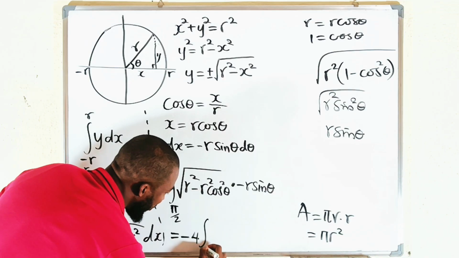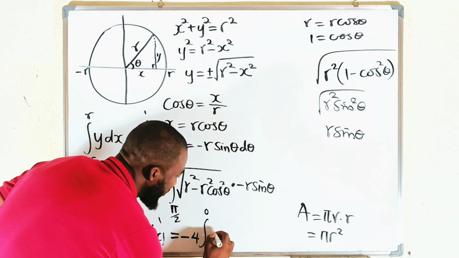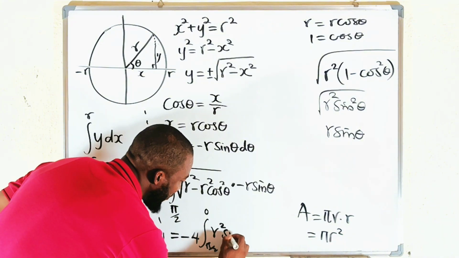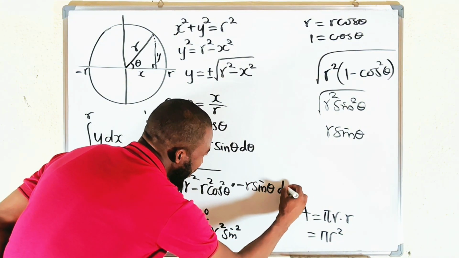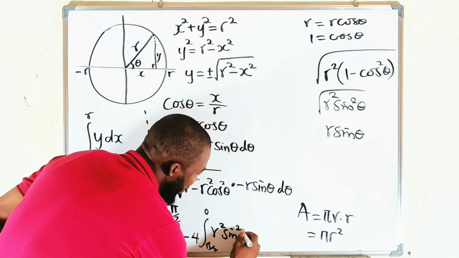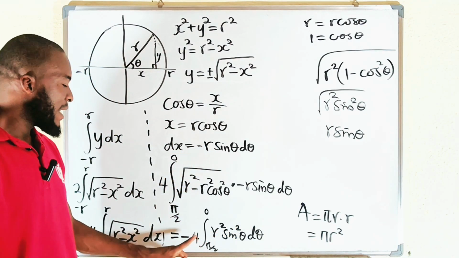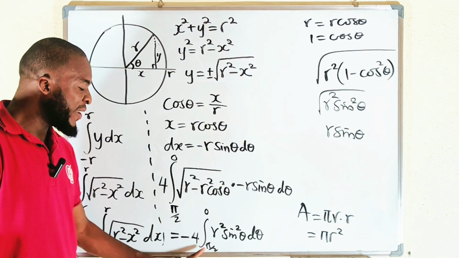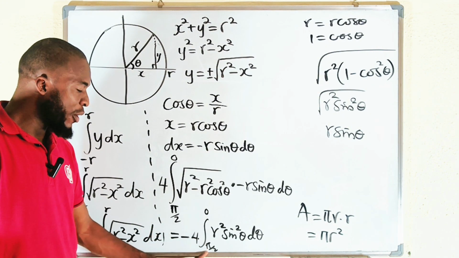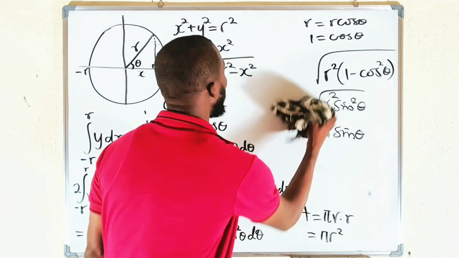We have from pi over 2 down to 0 of just r squared sine squared theta d theta. All right. Now this negative 4, we can change it to positive 4 and flip the boundaries. Then pi over 2 will be up here and 0 will be down here. All right, let me come here.